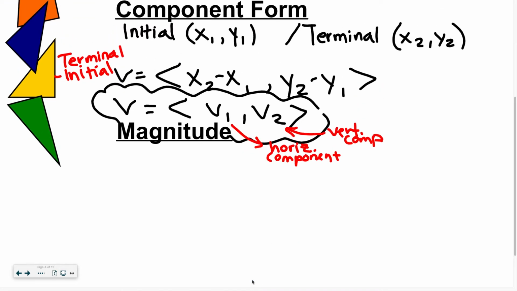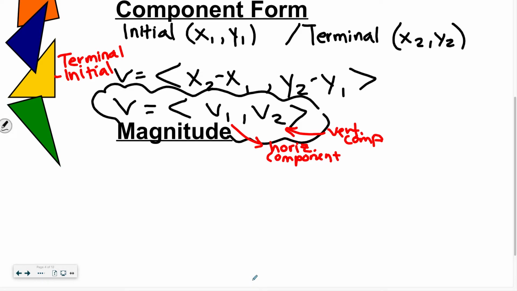And then we can do a whole bunch of stuff. Now that we put it in standard position, if it's in component form, then we can find a whole bunch of stuff really quickly and easily using v sub 1, v sub 2, horizontal component, vertical components. So we're going to talk about magnitude for all vectors in standard position right now.